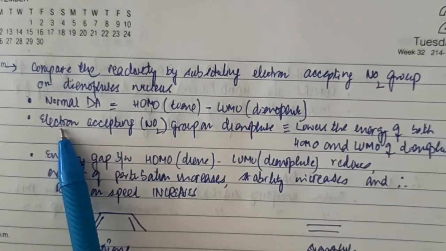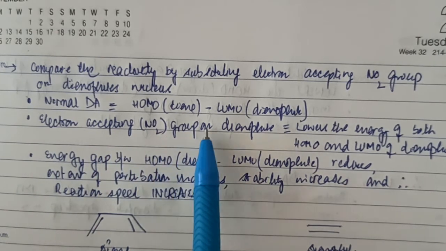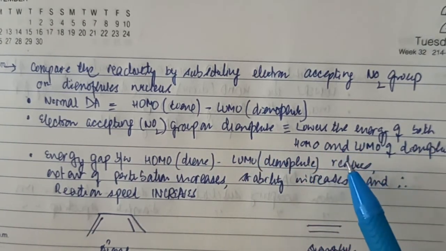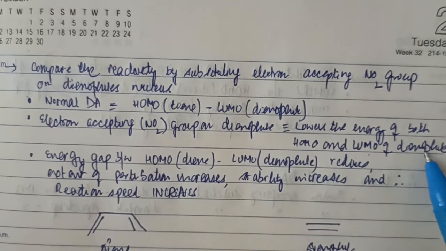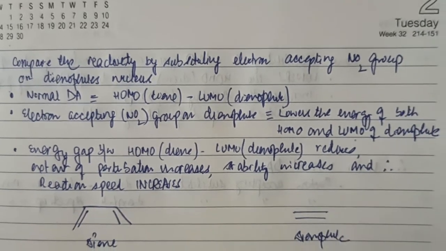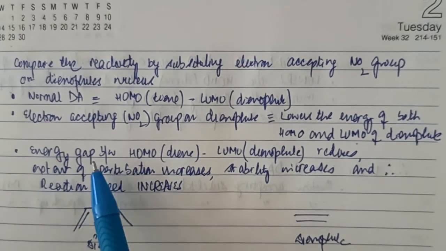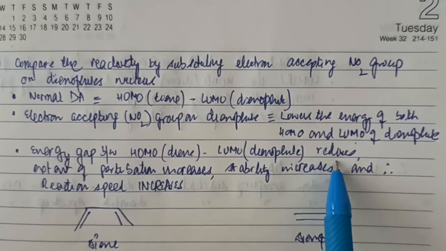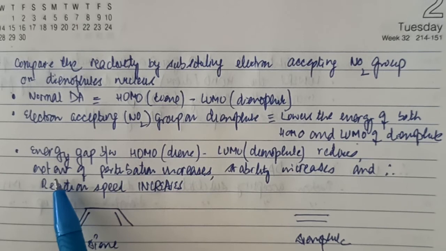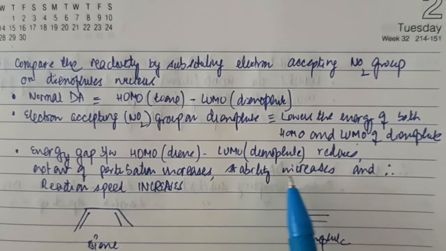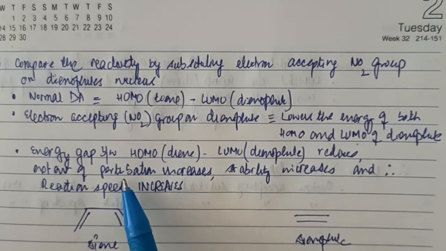And if an electron accepting nitro group is substituted onto the dienophile, it will lower the energy of both the HOMO and LUMO of the dienophile. We're not talking about the diene here, we're talking about the dienophile. That means the HOMO and LUMO of the dienophile will be lower in energy. This would mean that the energy gap between the HOMO of the diene and LUMO of the dienophile will reduce. And once the energy gap reduces, the extent of perturbation and interaction increases. As a result, the stability increases and therefore the reaction should speed up.